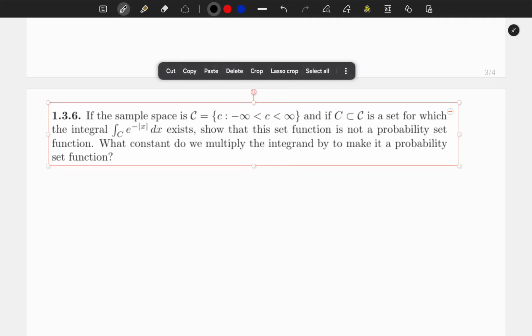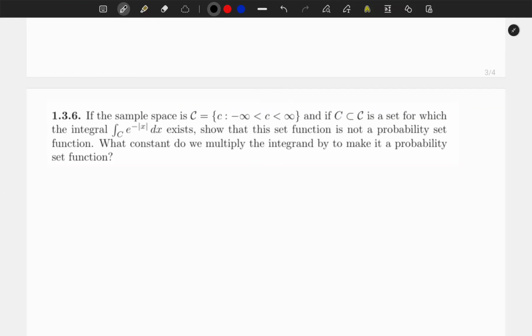Question C: the sample space is minus infinity to infinity, and C, a subset of the sample space, is a set for which the integral exists. We have to show that this set function is not a probability set function, and then find what constant we multiply the integrand by to make it a probability set function. Don't forget, our probability set function for the entire sample space has to be 1. So we want to show that this equals 1.